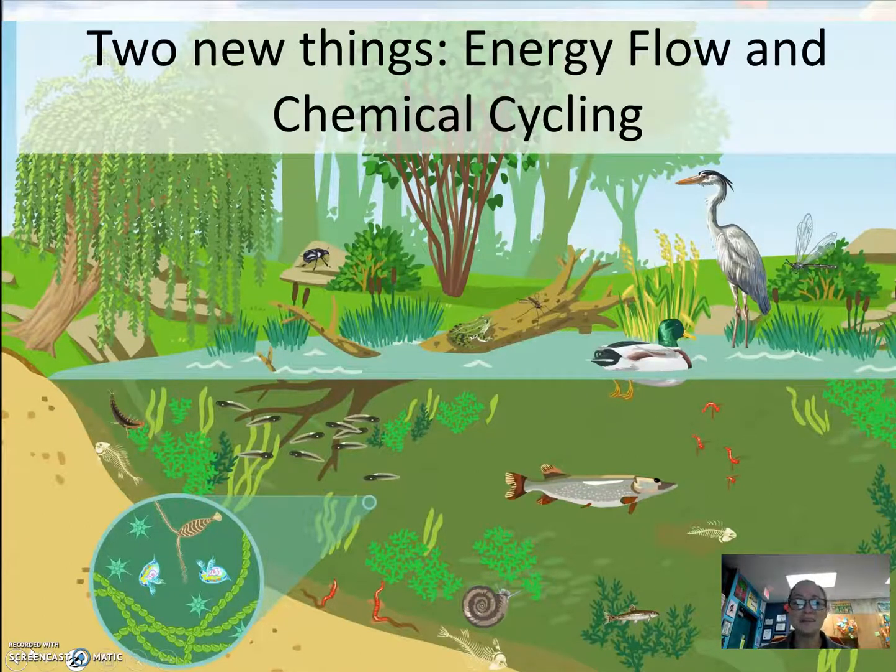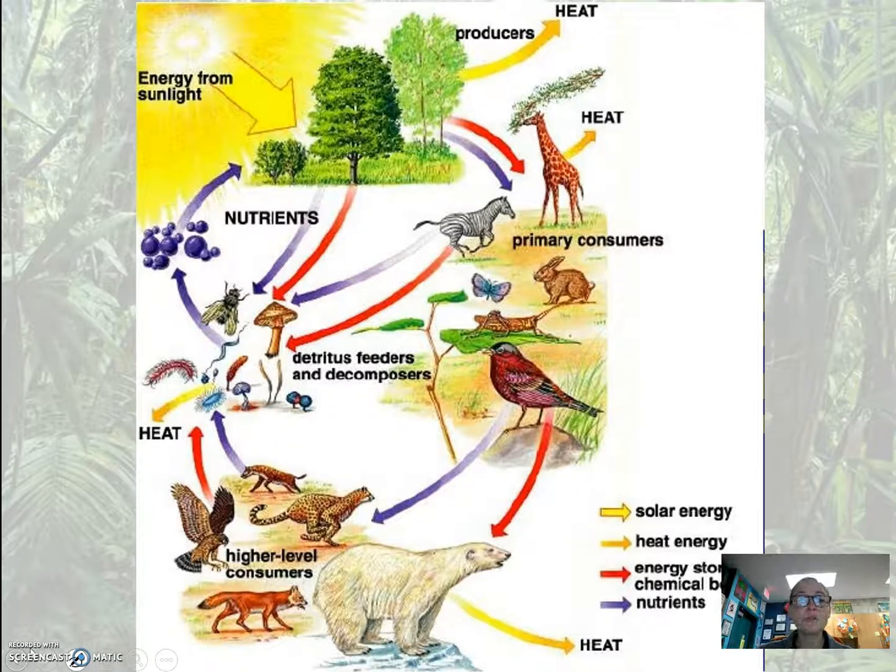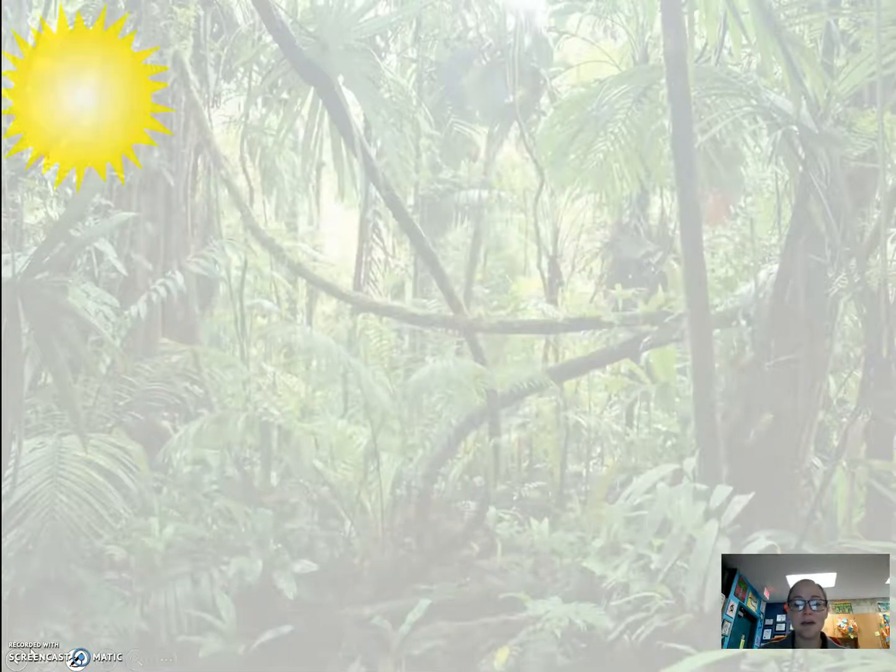Okay, so the two new things we're going to talk about are energy flow and chemical cycling. These are both abiotic factors that influence population dynamics. When we look at this image, you can see that there are different arrows, and the arrows represent different things. The blue arrows represent the flow of nutrients through a food web or through an ecosystem, while the red arrows represent the energy that flows. We're going to talk about both of those today.